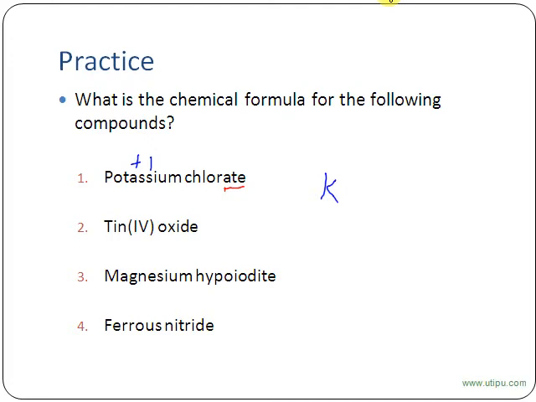Do I have that available? Give me just a second here. Okay, so chlorate is ClO3.